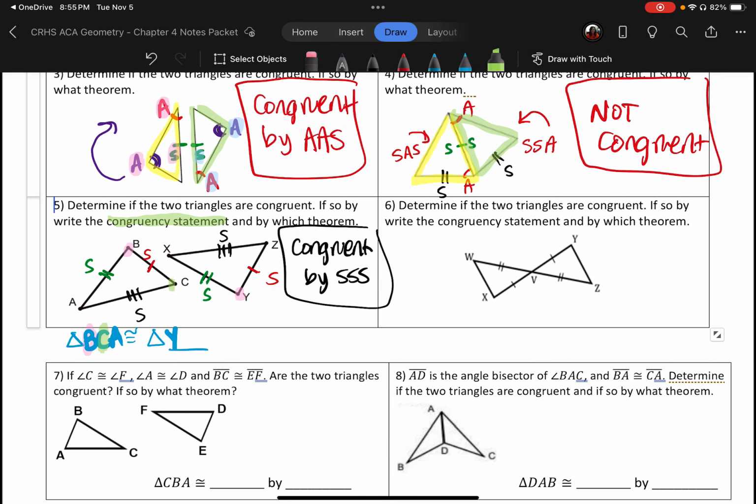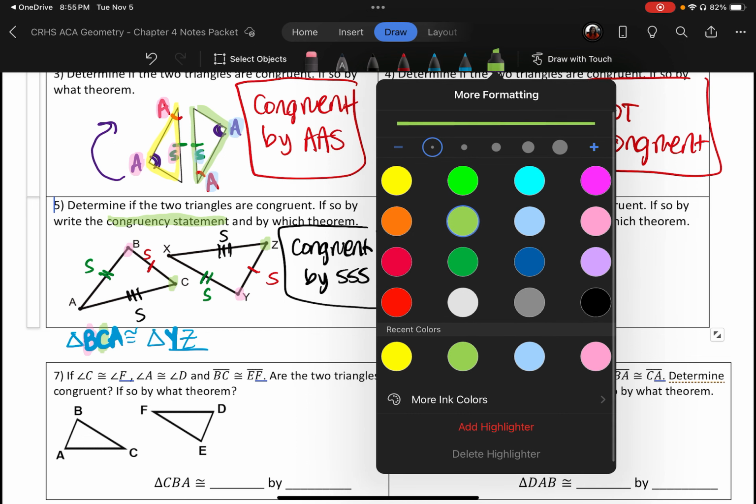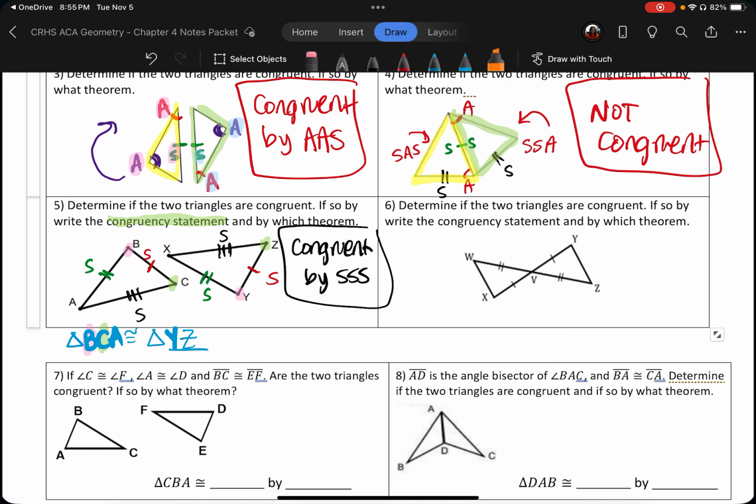C is right here in the first triangle. C is in between the red and the black. So in between the red and the black would be Z. So the next letter I have is Z. And then lastly here, we see that my last letter is A. A is in between the green and the black. A matches up with X, which is between the green and the black.